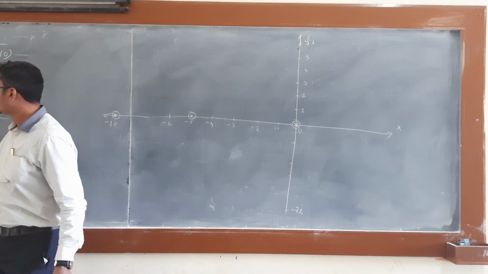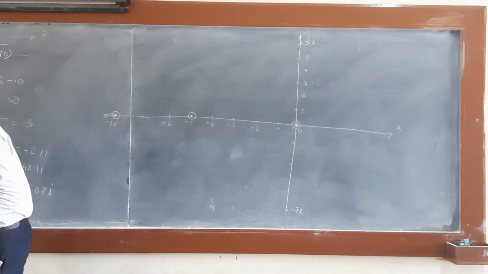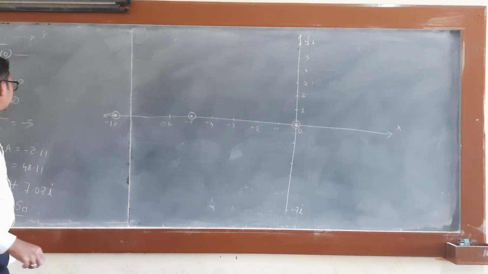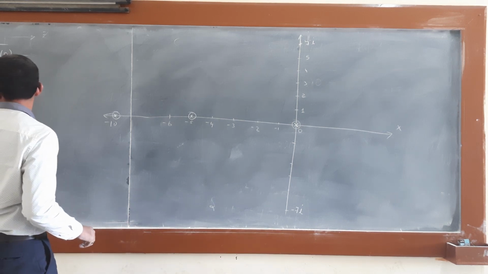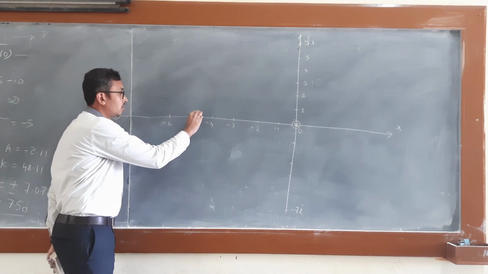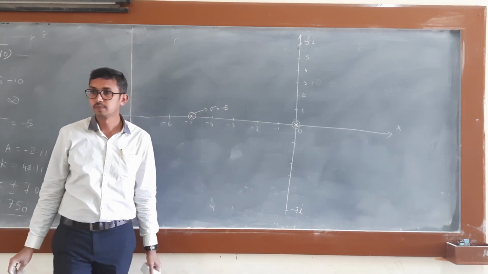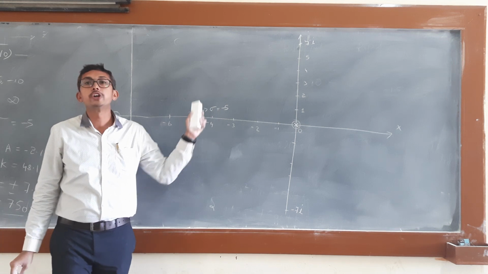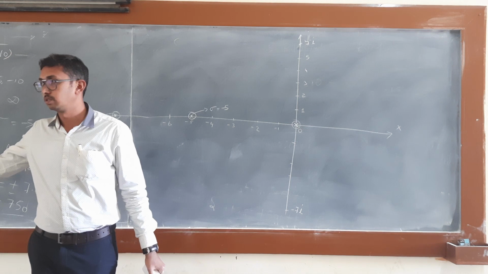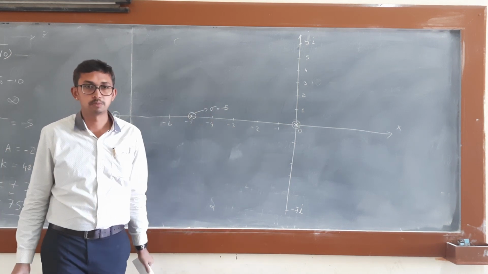What is the next step? We need to draw the asymptotes. So before drawing the asymptotes, we need to mark the centroid. How much is the centroid? What is the centroid? Tell me the centroid. This itself is the centroid, minus 5. So from the centroid, I am going to draw the what? Asymptotes. Is it clear? So from the centroid, I am going to draw the asymptotes.